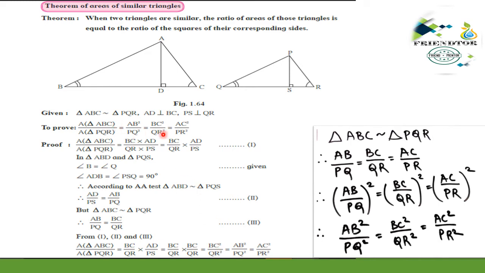So step by step we have to go. First write what is to prove, and then write the ratio of areas as base into height formula. Then split it, keep it as it is, and mark it as equation 1. Then consider the two triangles ABD and PQS. From there, by the AA test we can easily make out that those two triangles are similar. Hence find the ratios and arrive at the fact that AD upon PS is equal to BC upon QR, and then replace in equation 1. And that's it. The rest is very trivial.